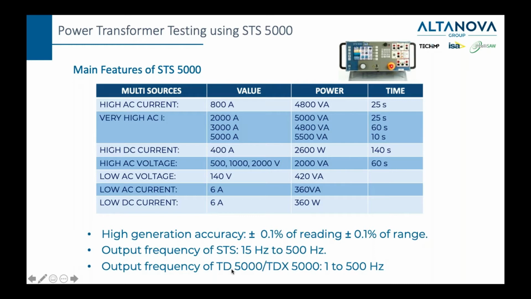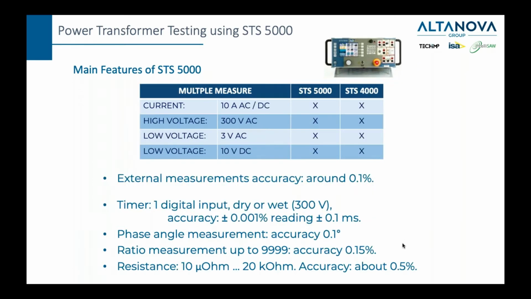For TD, which is used for no load and for tan delta test, you can go from 1 Hertz up to 500 Hertz, which gives you a lot of options to see what your tan delta value is. And when we talk about accuracy of measurement, it is more or less around 0.1%, which is quite high for a device which is essentially a primary source.